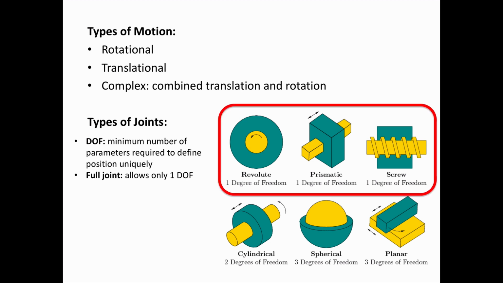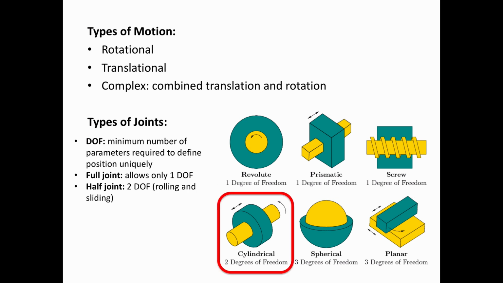All of the examples on the top are what we call full joints. These joints constrain all degrees of freedom except for one. A revolute joint on the left allows just rotation. A prismatic joint allows just one type of translation. A screw involves complex motion, both rotation and translation, but it has only 1 degree of freedom. It requires only one parameter to fully describe the positional relationship between the associated links.